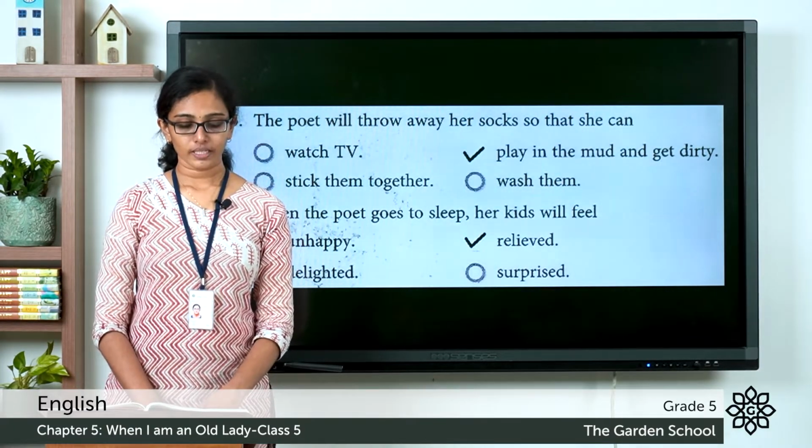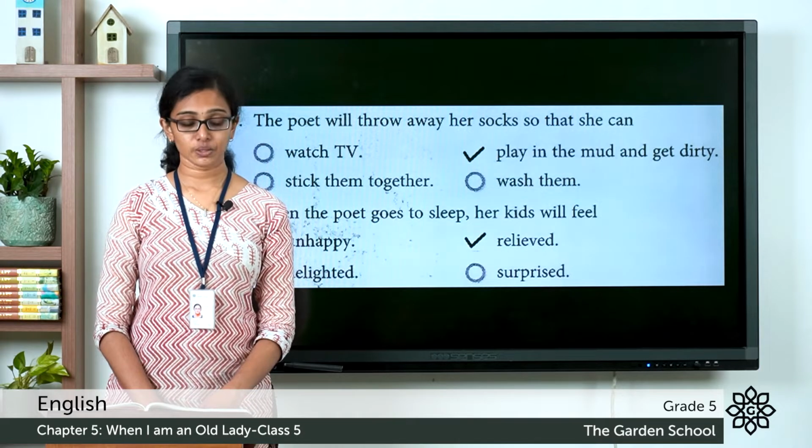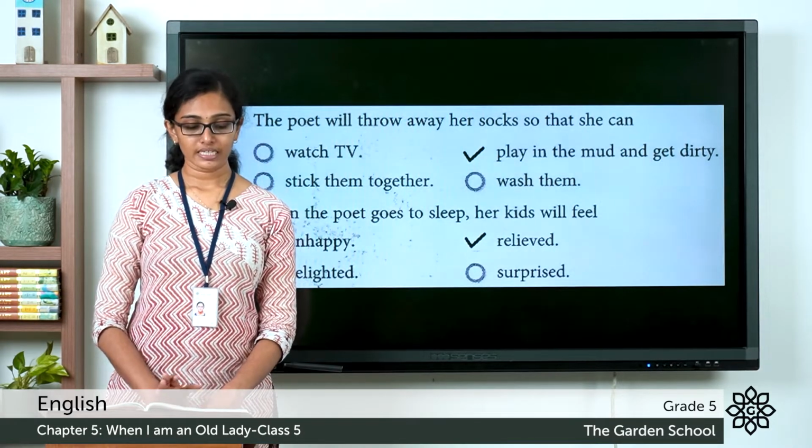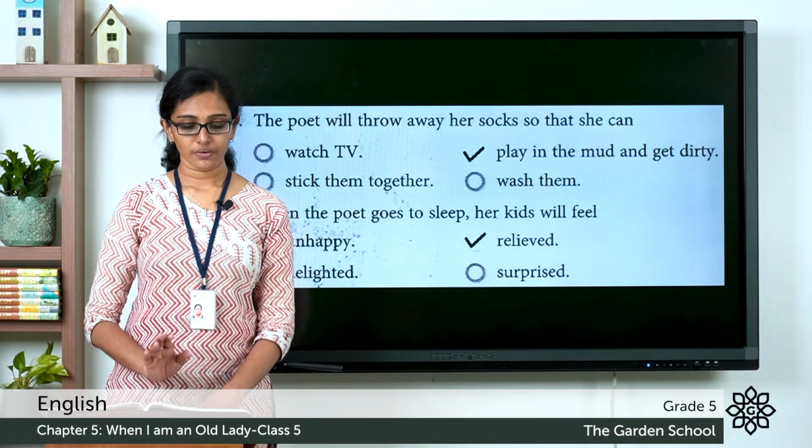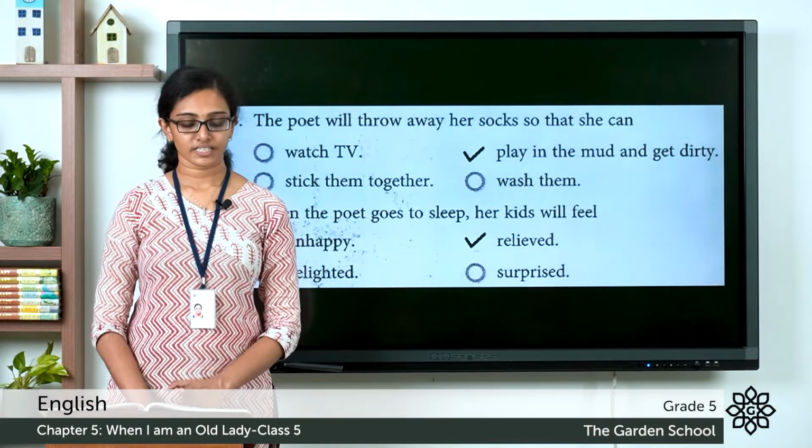Question 6. When the poet goes to sleep, her kids will feel, is it unhappy, delighted, relieved or surprised? Her kids will feel relieved. Let's see the next section of exercise.